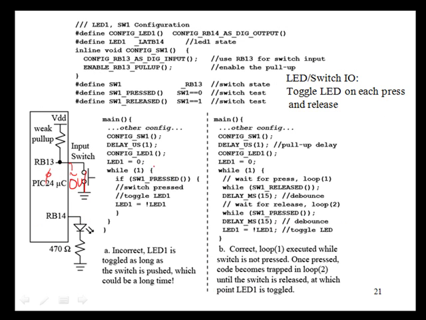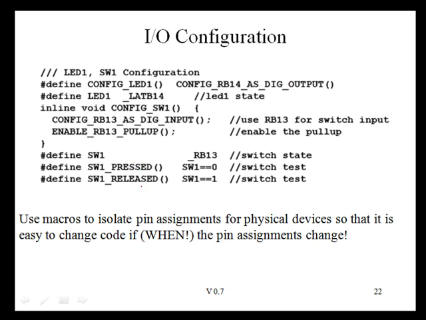If the switch is released, then the switch is open and the pull-up resistor is pulling this to 3.3 volts, which means that internally it's going to be a digital 1. And so if our switch value is a 1, it means the switch is released. So we're going to use this macro to test to see if the switch is released.